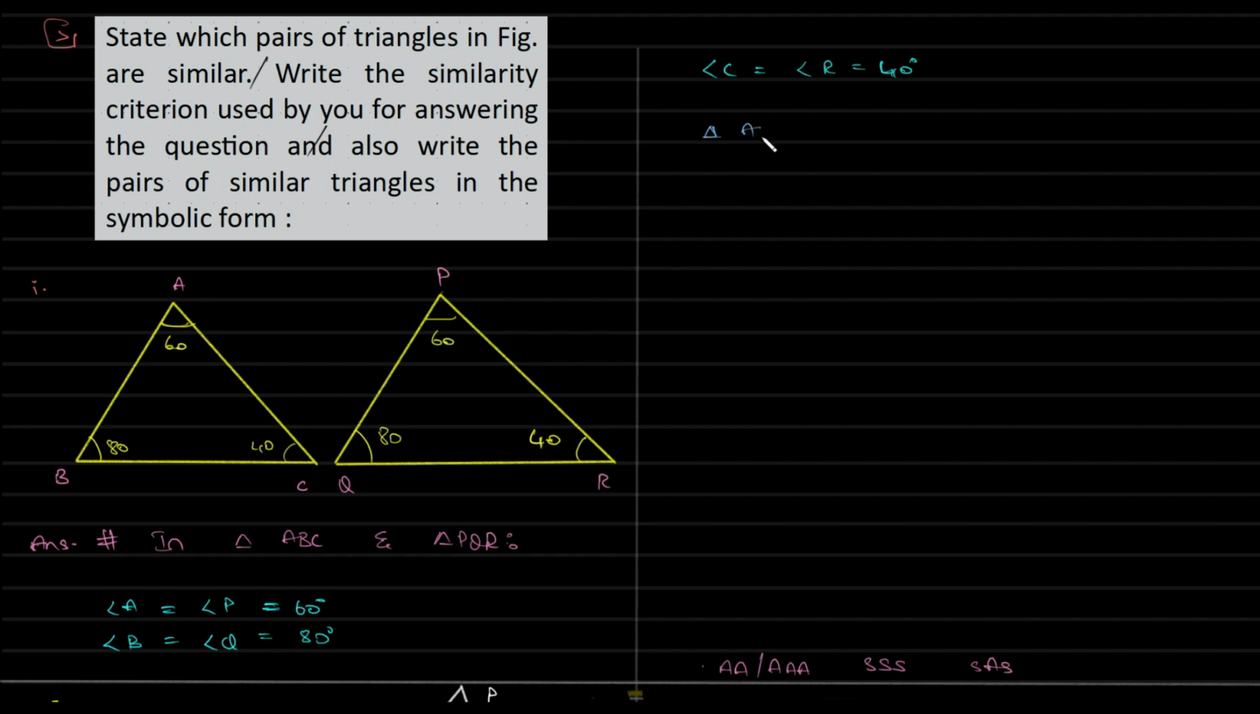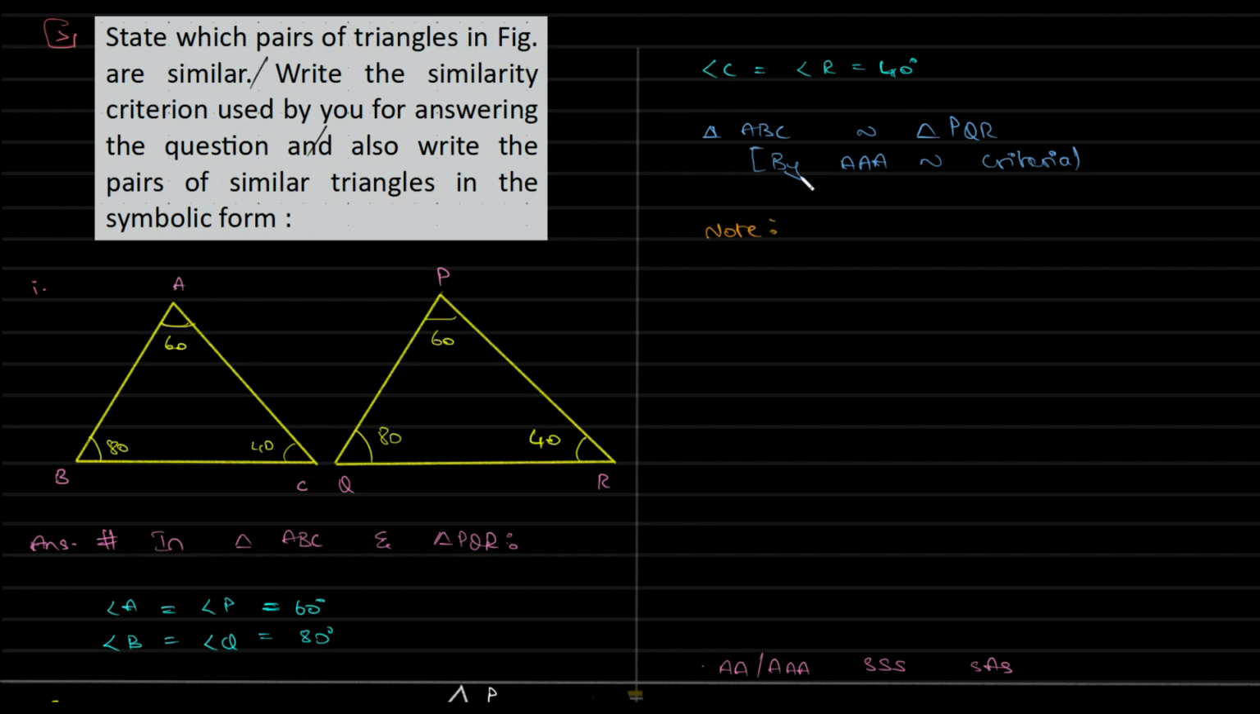And so triangle ABC is similar to triangle PQR. The order is very important. Angle A is equal to angle P, B is equal to Q, and C is equal to R. So by AAA similarity criteria.